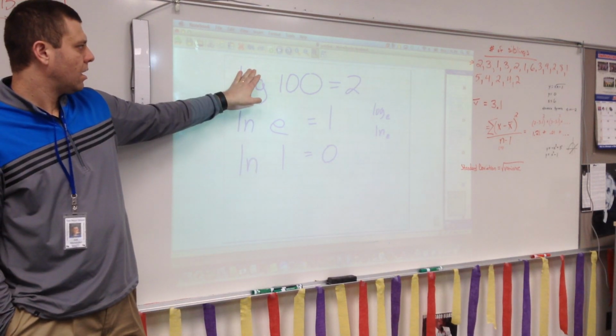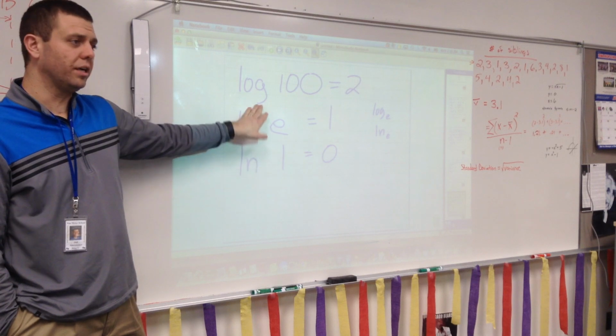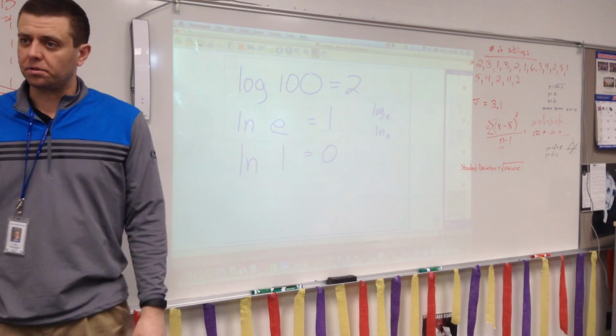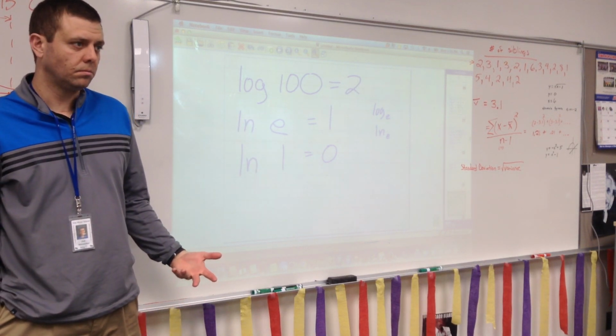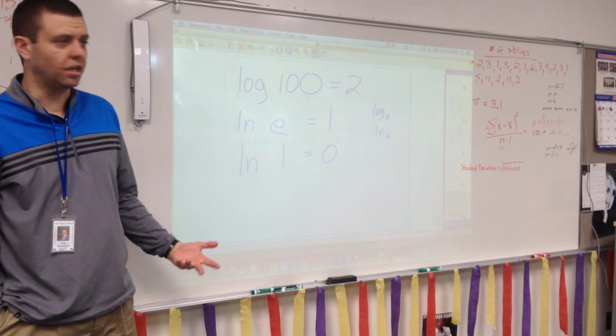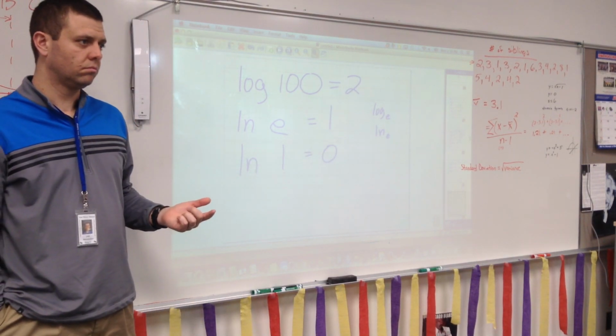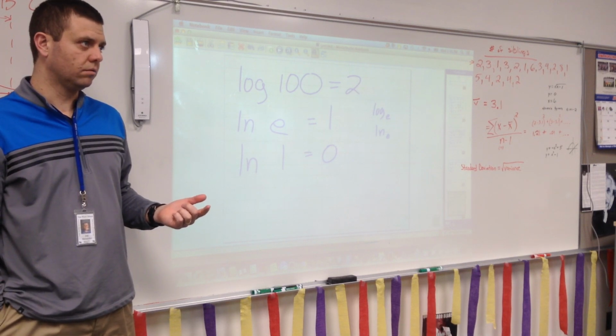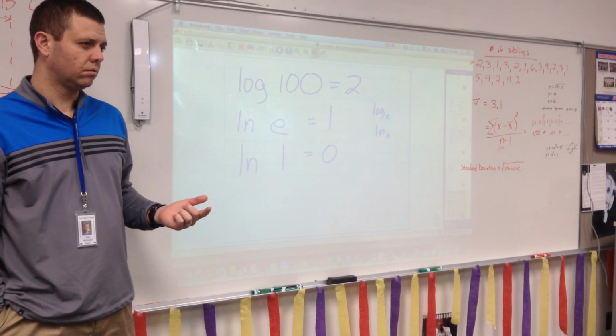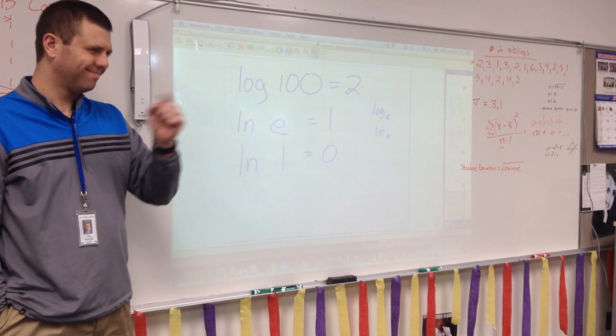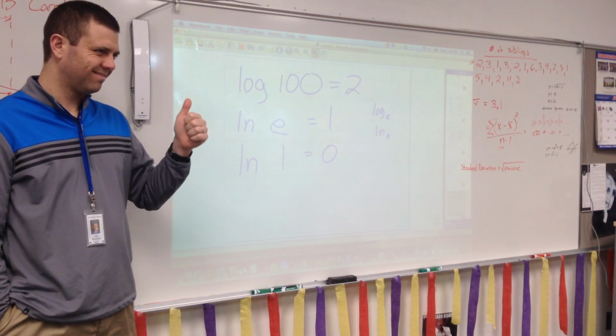So, what if I just gave you one of these equations and said explain why it's true? Could you do it? Okay, what would you say? Sarah, why is this true? Because e to the 0th power is 1, because anything to the 0 is 1.